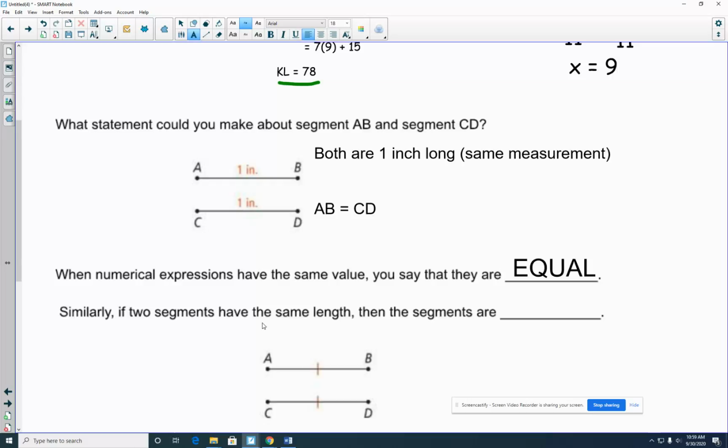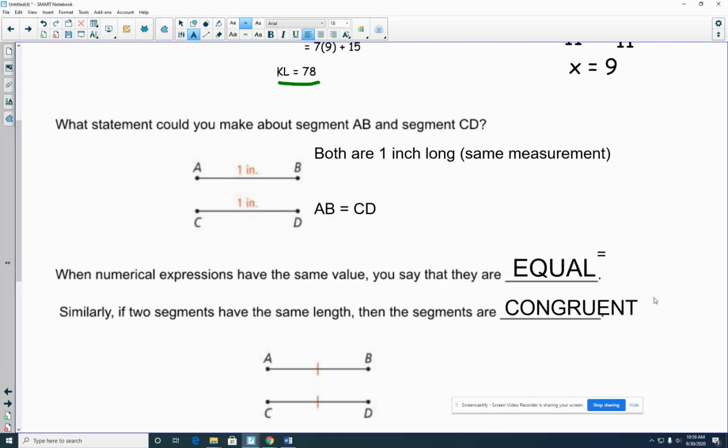Now, here's something similar, but a little different. If two segments have the same length, now we're saying something different. We're not talking about the actual measurement, we're just saying the length. Like if you were comparing how long a shoestring was, you don't know the exact measurement or the exact value. We call that something different. We call those congruent.